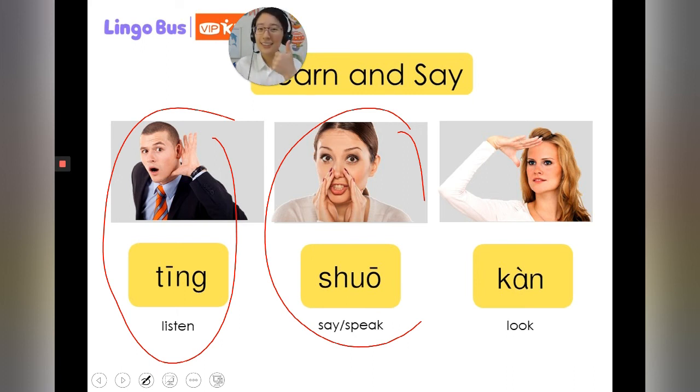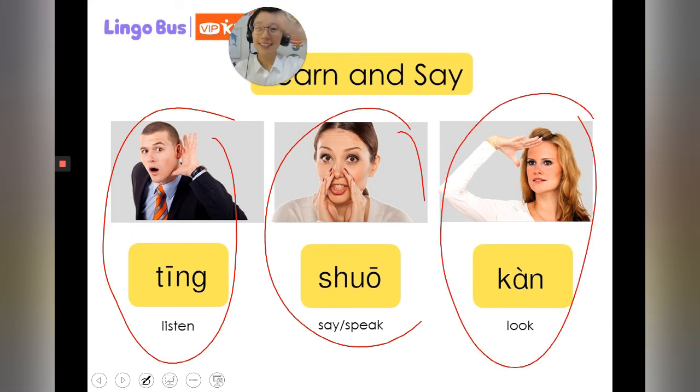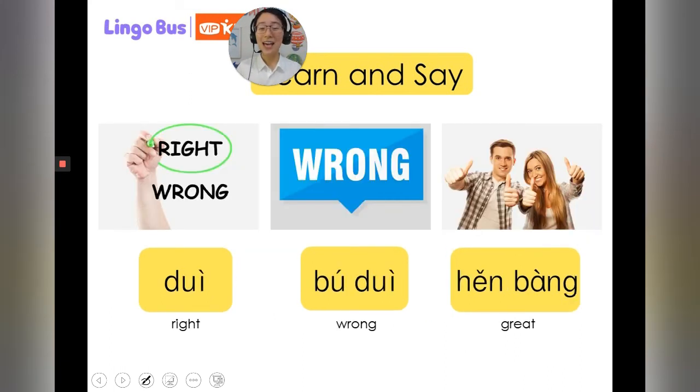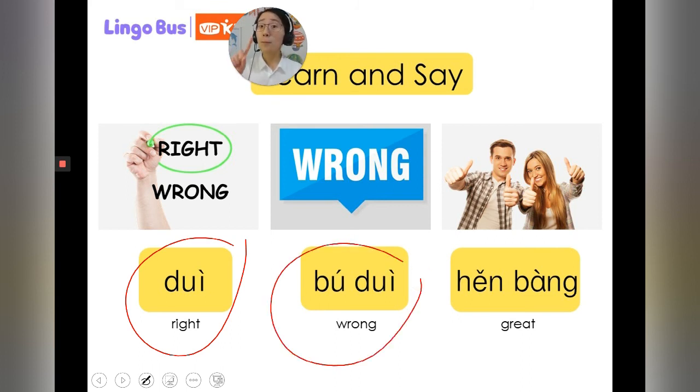说. Great. This one is look, 看. 看. Good job. Now we have write. 对. If your students write correctly, you can say 对. Have a try. 对. If your student is wrong, you can say 不对. 不对.